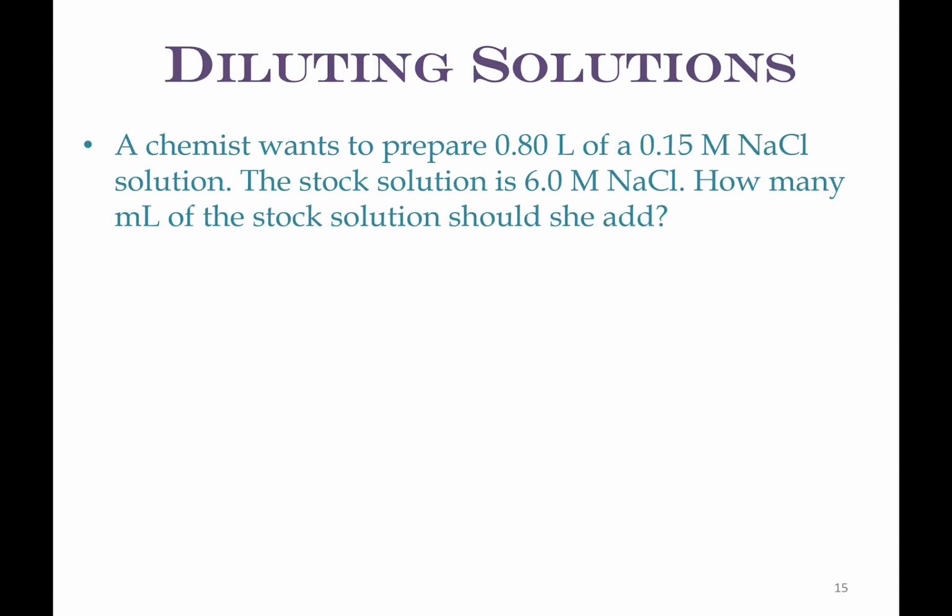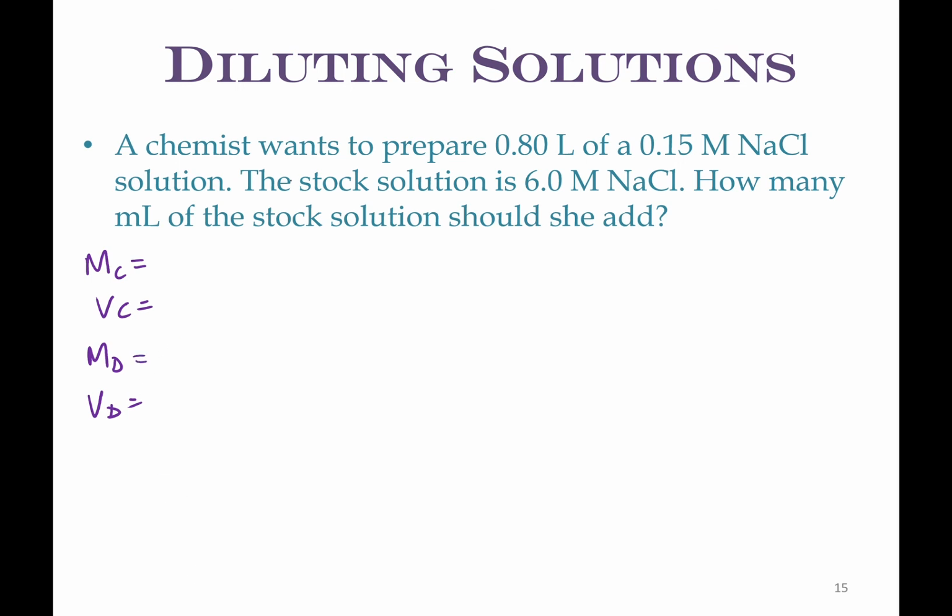A chemist wants to prepare 0.8 liters of a 0.15 molar sodium chloride solution. The stock solution is 6 molar sodium chloride. How much of the stock solution should she add? So how many milliliters should she add? So I like to make a little list: MC, VC, MD, VD, and then figure it out from looking at the problem.